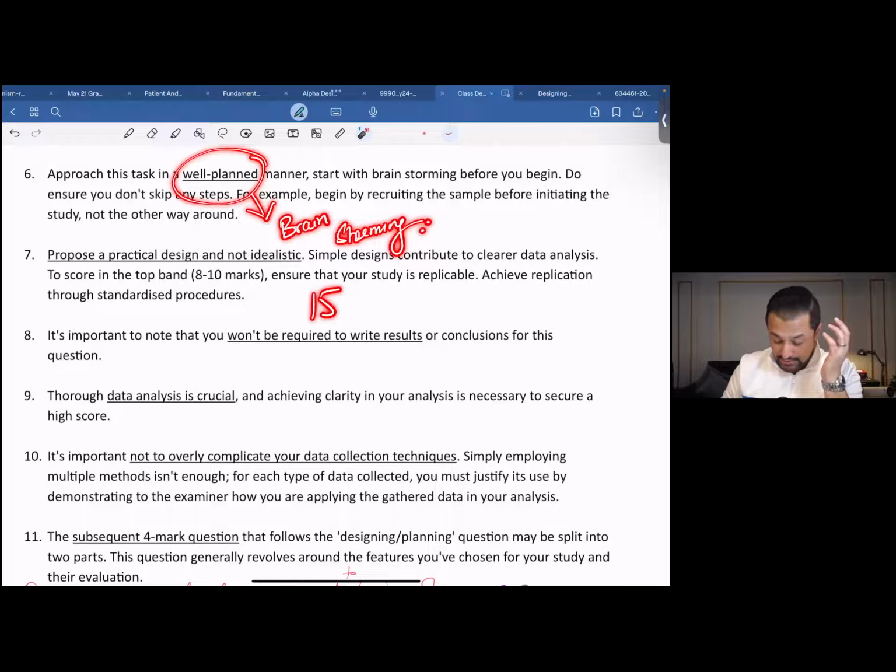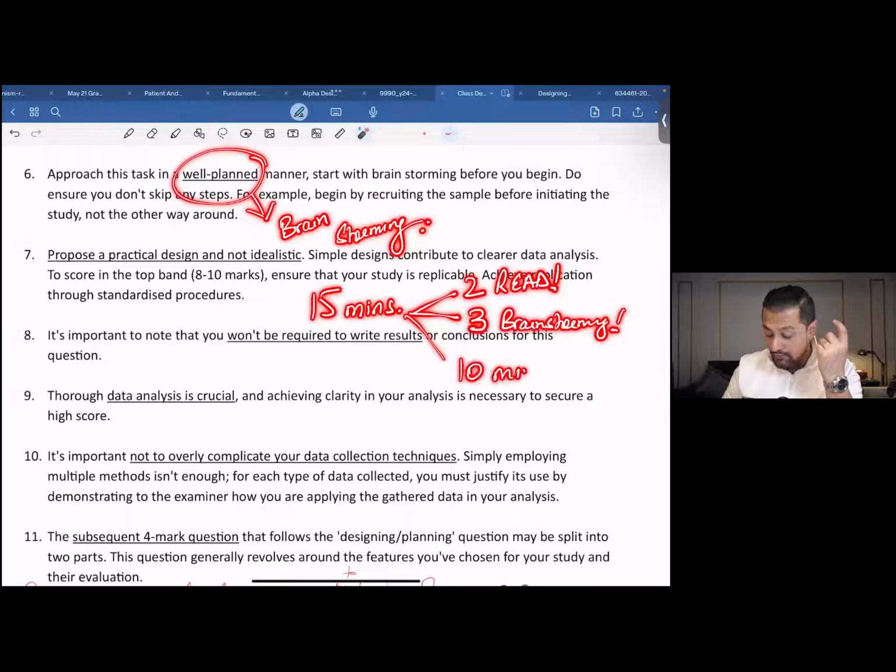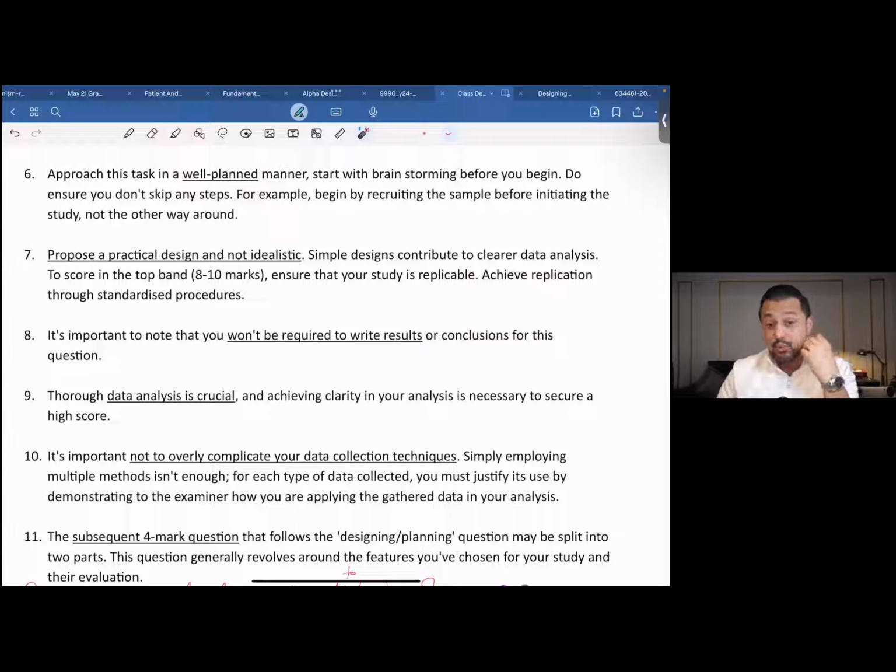If I'm saying this, allocate 15 minutes for this question. Initial 2 minutes, read the question thoroughly. Read it once, read it twice, read it thrice. Mark whatever you think is important. Spend around 3 minutes brainstorming. And if you have it all sketched up in your head, trust me, 10 minutes would be more than enough for you to be able to write an answer to this. So approach this task in a well-planned manner.